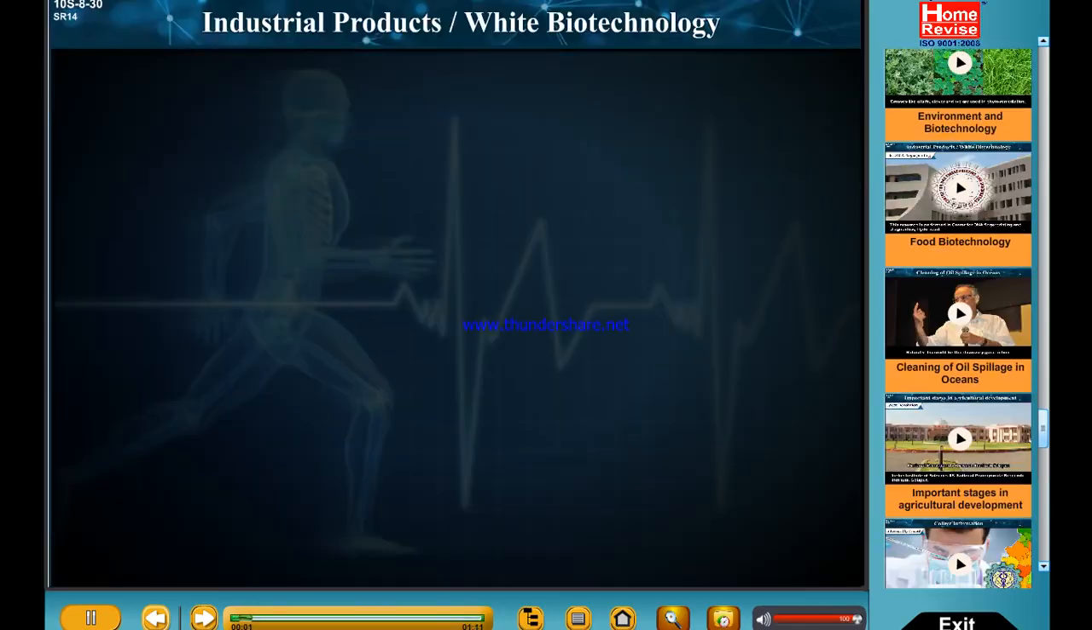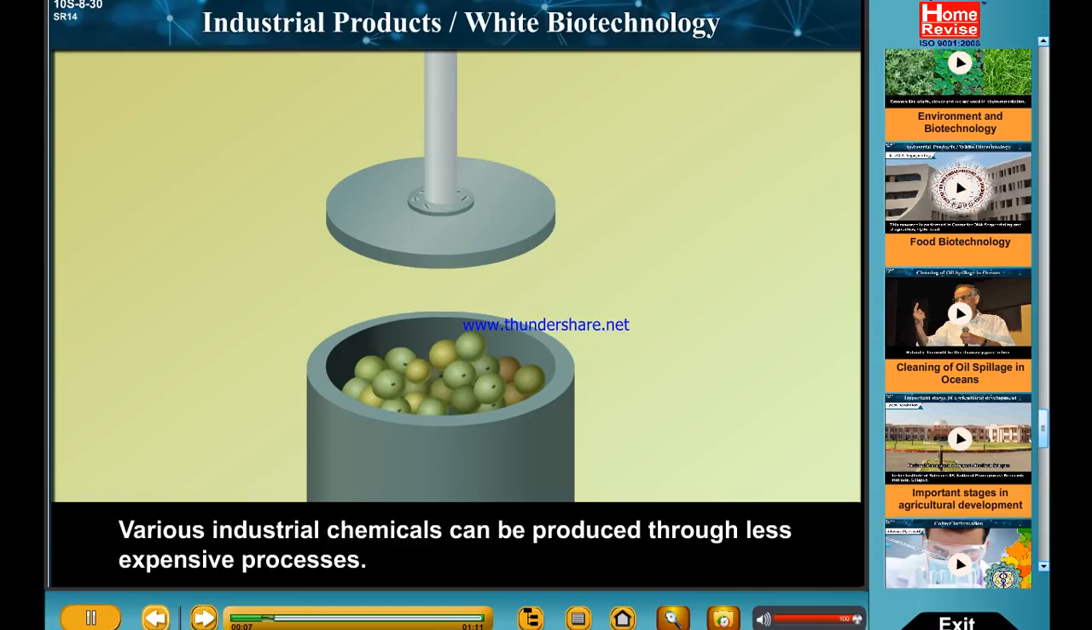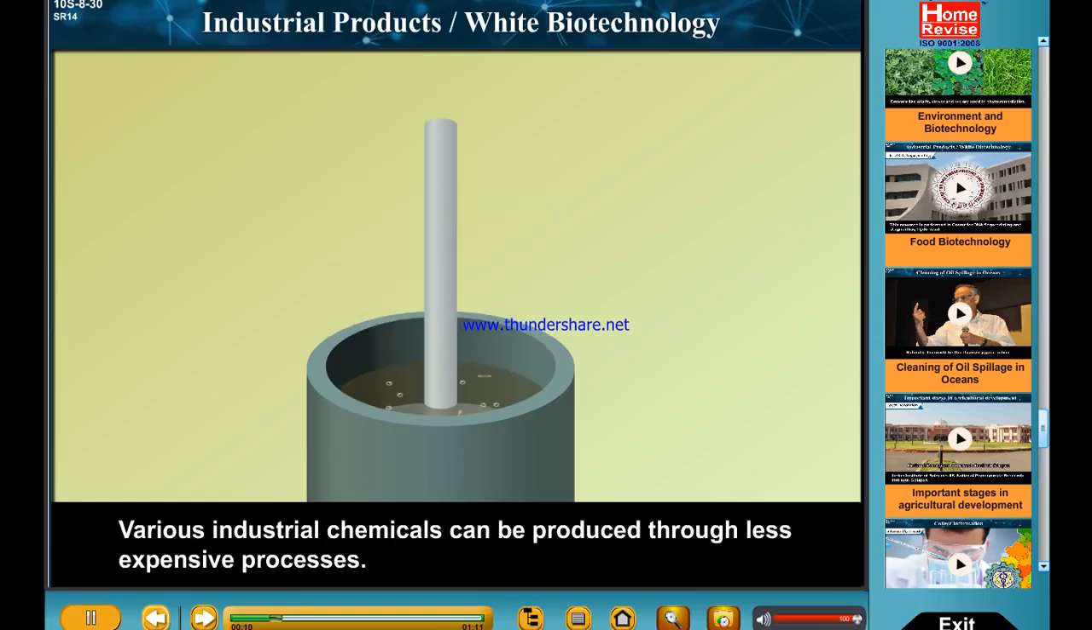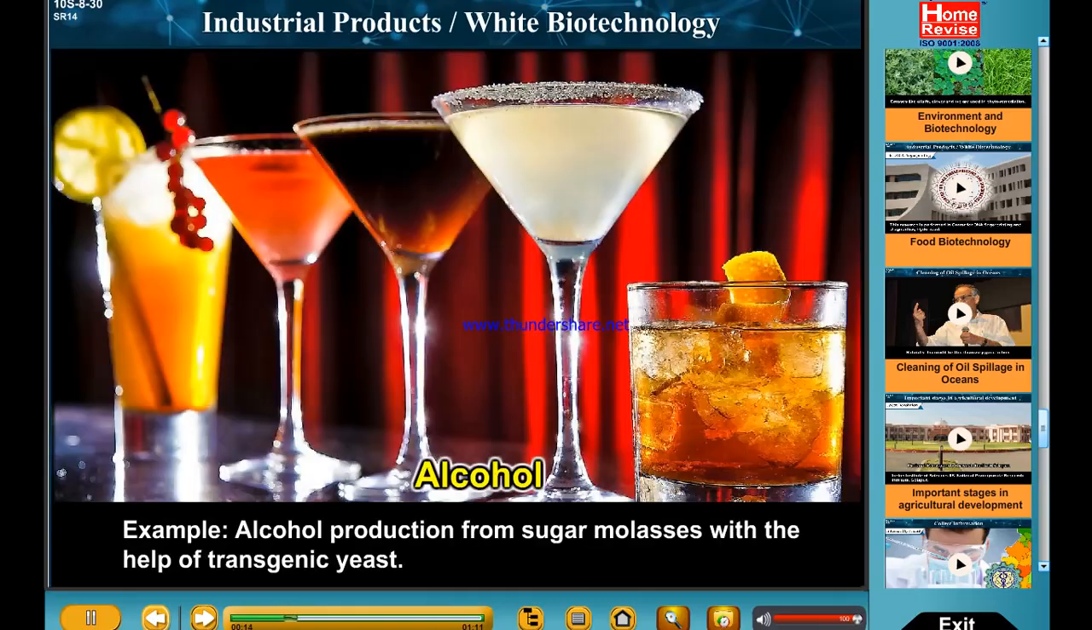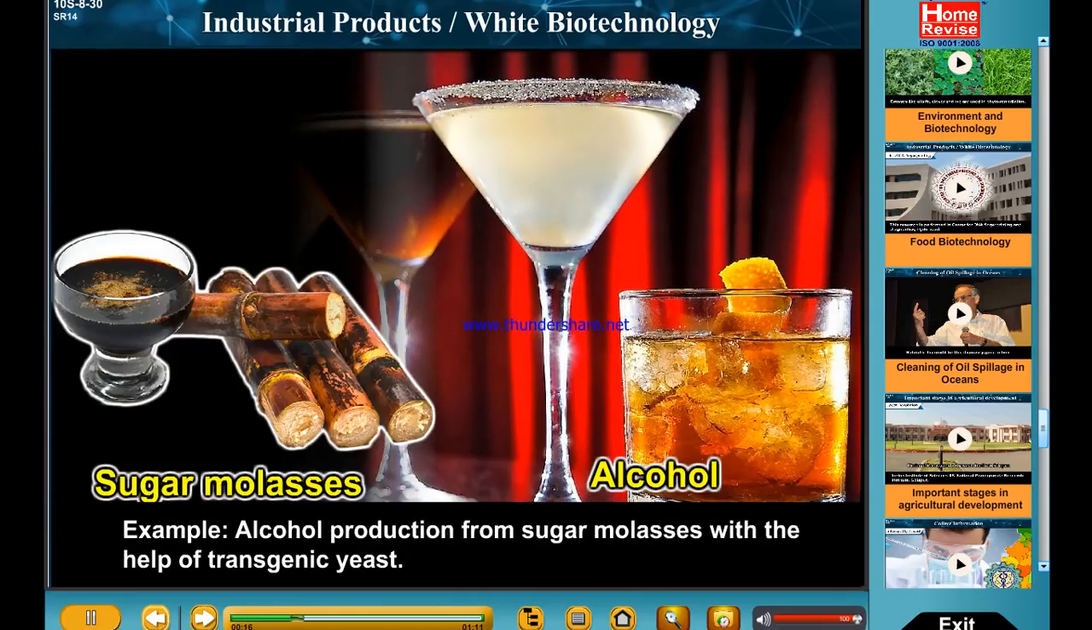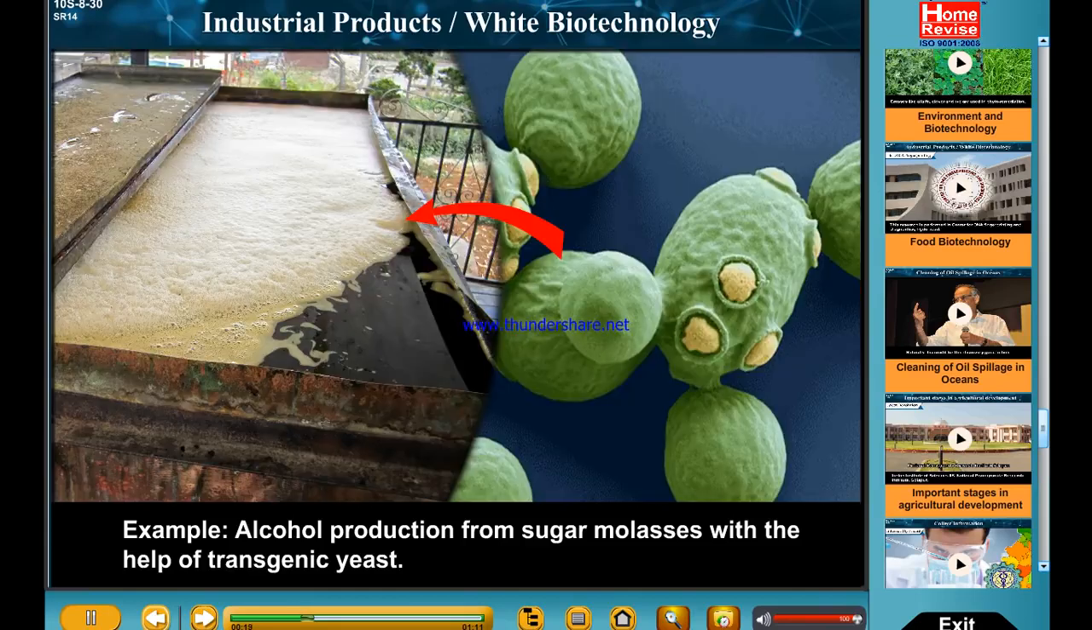4. Industrial products or white biotechnology. Various industrial chemicals can be produced through less expensive processes. Example, alcohol production from sugar molasses with the help of transgenic yeast.